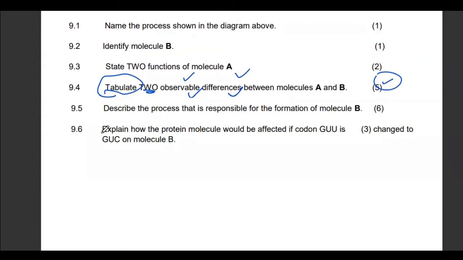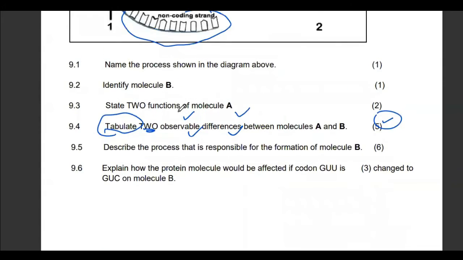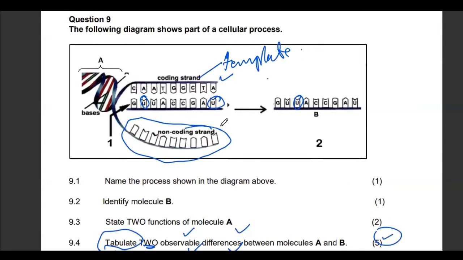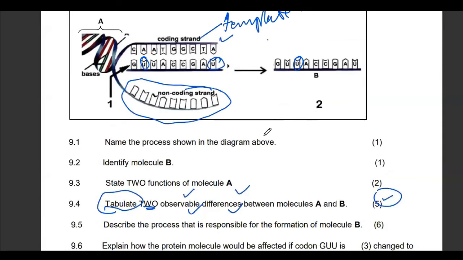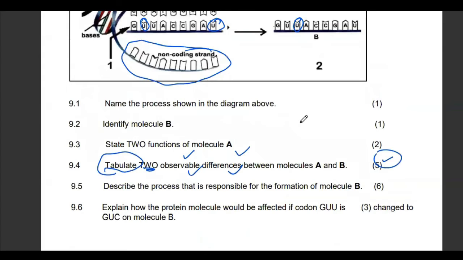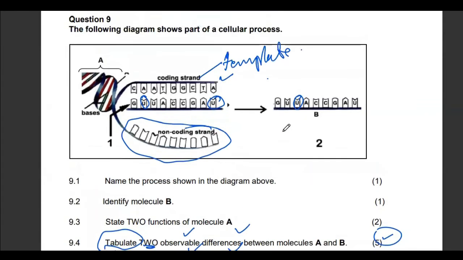So they are saying describe. What are they looking for here? Describe the process that is responsible for formation of B. If you look at B, it is messenger RNA. So you describe. How do you describe here? As I told you, talk about the DNA double helix unwinding, the weak hydrogen bonds break, and unzip. When the weak hydrogen bonds break, it's the same thing as saying unzip. So you get 1 mark there.